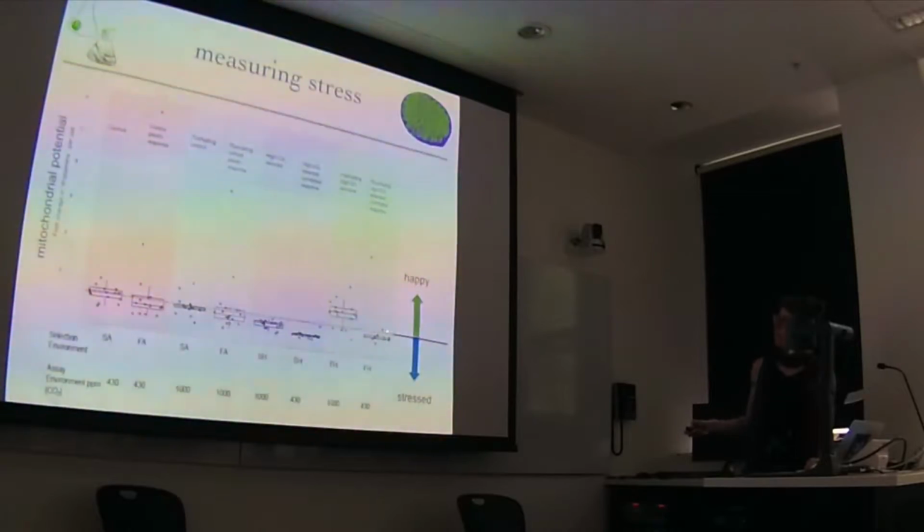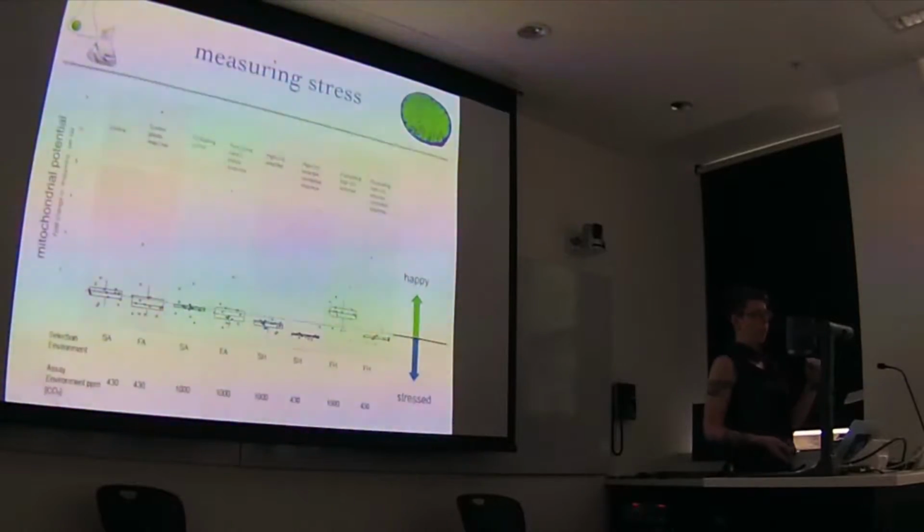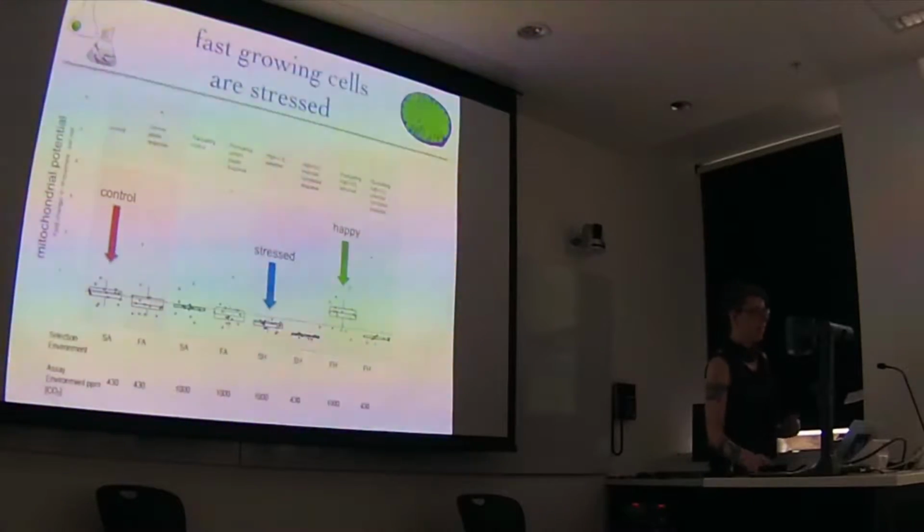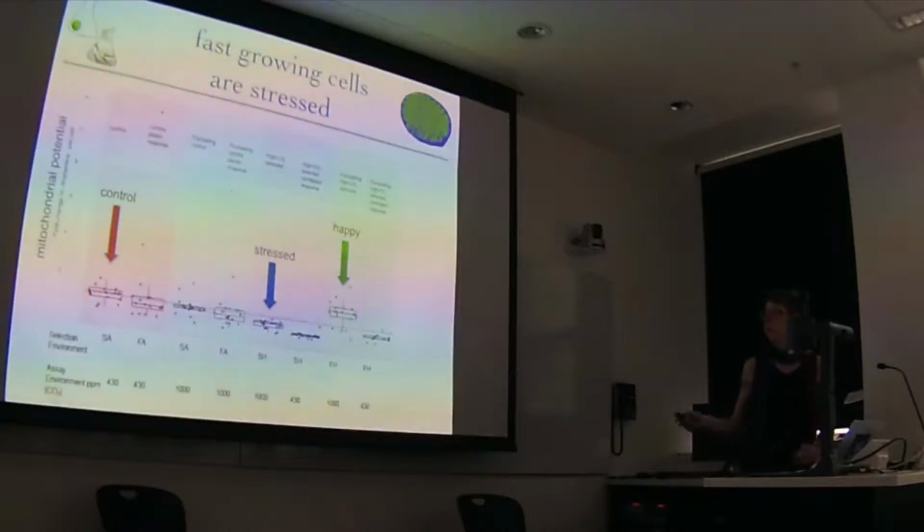And the cells above the line, so this is the control in the control environment. This is how much mitochondrial potential they have. So any cell with that much or more mitochondrial potential we decided was pretty normal. Any cells with below that mitochondrial potential we decided were probably not quite normal. And what you can see is that these cells over here are quite stressed. These are the high CO2 cells that have failed to reduce their growth rate. So it's kind of an interesting thing. Basically, the faster cells were growing, the more stressed they were.